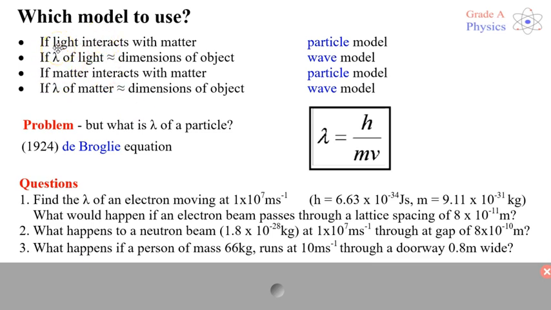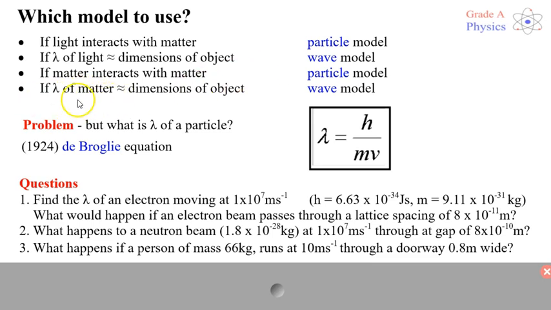If the light is interacting with matter, that is the photoelectric effect, then we use the particle model. If the wavelength of light is similar to the dimensions of the object, we use the wave model, and we saw that in the wave topic. That's when we get the most diffraction. If matter interacts with matter, then it's a particle. Well, that makes sense. That's a transfer of momentum, and that's Newtonian forces.